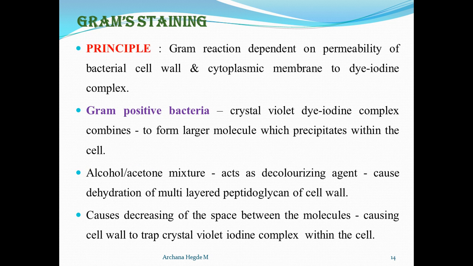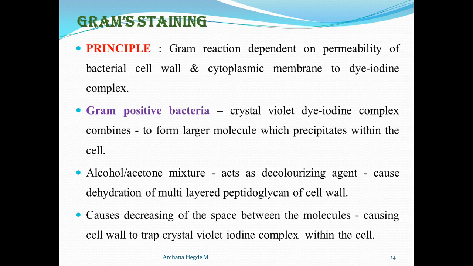Coming to the gram staining principle. Gram reaction depends on the permeability of the bacterial cell wall and cytoplasmic membrane to the diiodine complex. Permeability is the movement of an object inside a cell wall, where it may be fixed there or it may leak out. What leaks out in gram-negative may be retained in gram-positive. So this importance should be known.